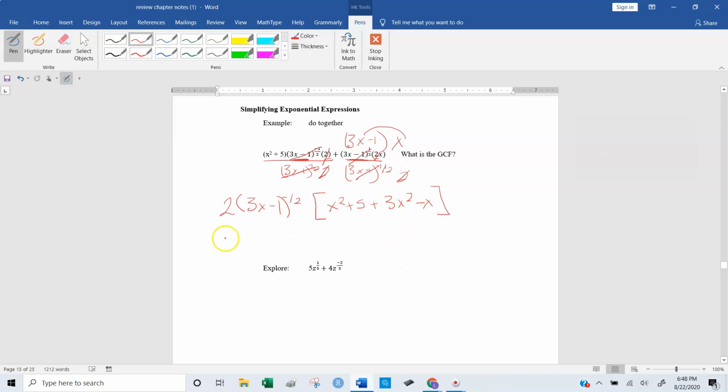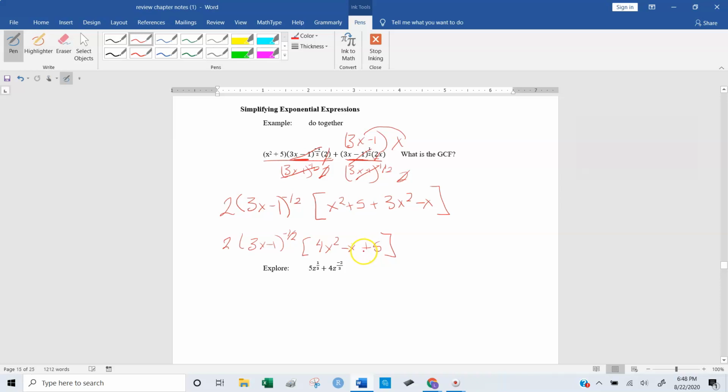Now all I do is combine like terms. So my 2 stays out here. My 3x minus 1 to the negative 1/2 stays here. And then in the parentheses, I'm going to be left with 4x squared minus x plus 5. Well, this does not factor. I cannot take 4 and 5 and add them to get a negative 1. So this is done. If this factored, I would have to go farther.